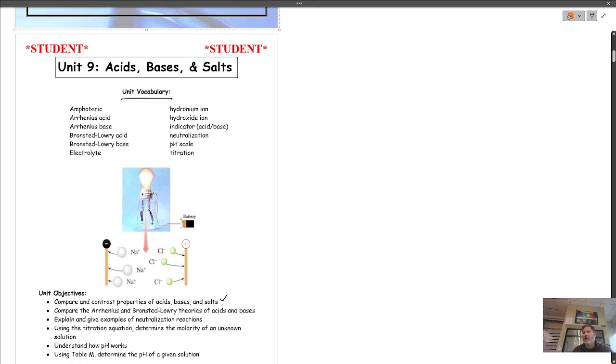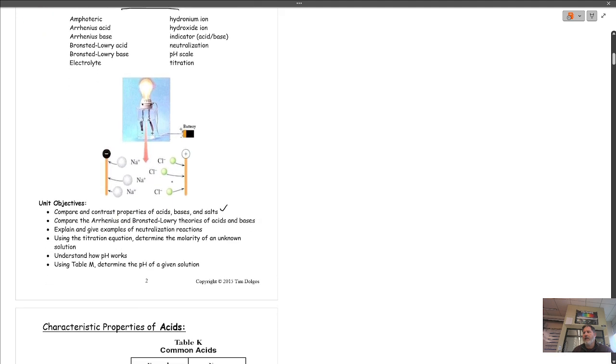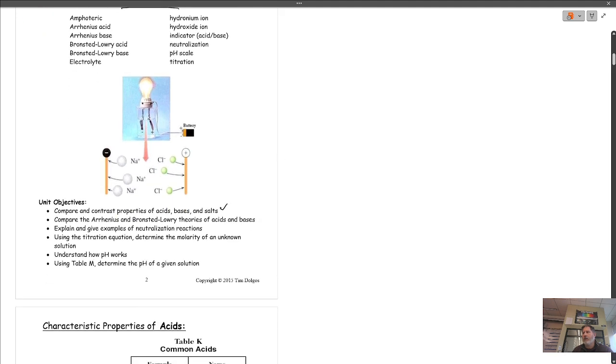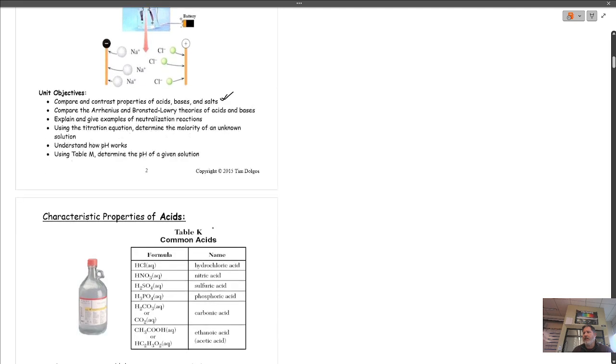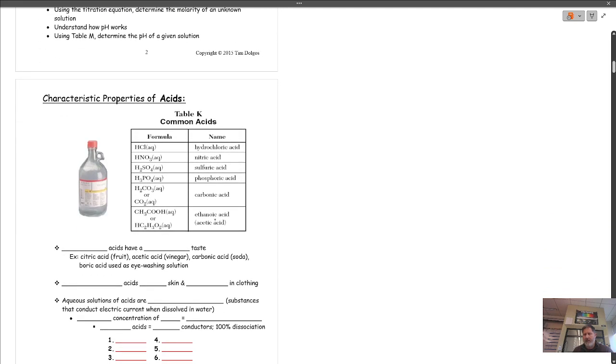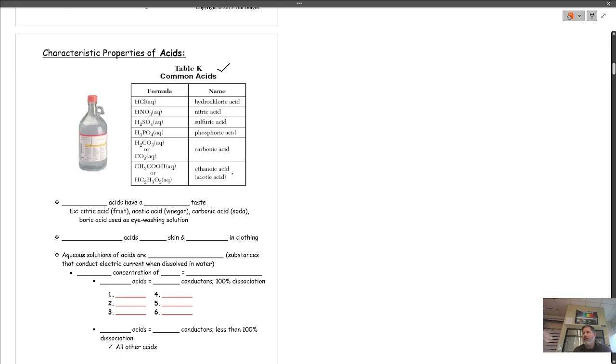These are some of the unit vocabulary we'll be learning today. These are the objectives, and we'll be working on comparing and contrasting acids and bases, like I said. So let's go ahead and dive in. We got Table K, which will be our area we can look up for common acids. You'll see all these common acids that we use, and I'll be talking about what acids are, how they are different than bases, and different than just other solutions specifically. So we already learned about solutions.